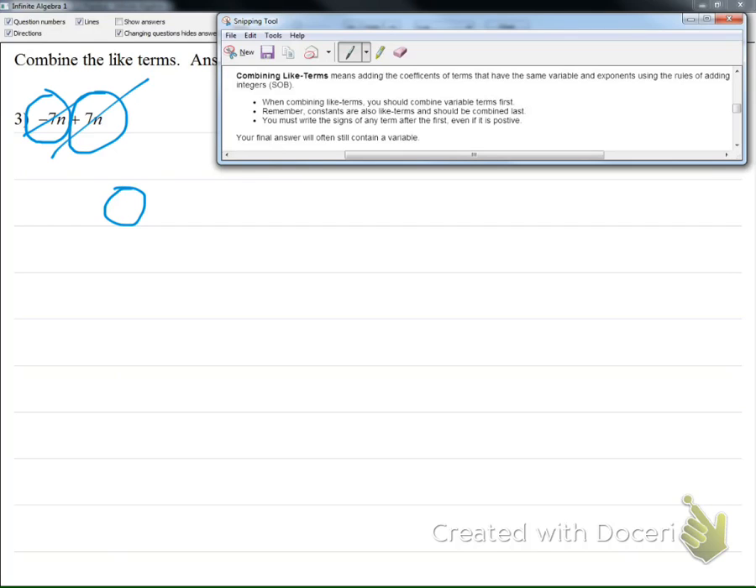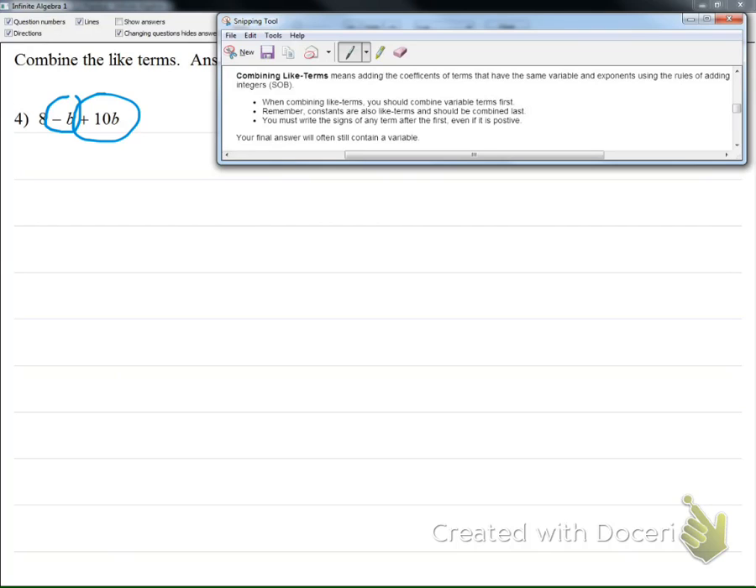Need another one? Alright, in problem number 4 you have 8 minus b plus 10b. In this expression we have two variable terms, the negative b and the positive 10b. Be careful that you remember to include the signs with your terms. The signs come before terms, not after them.